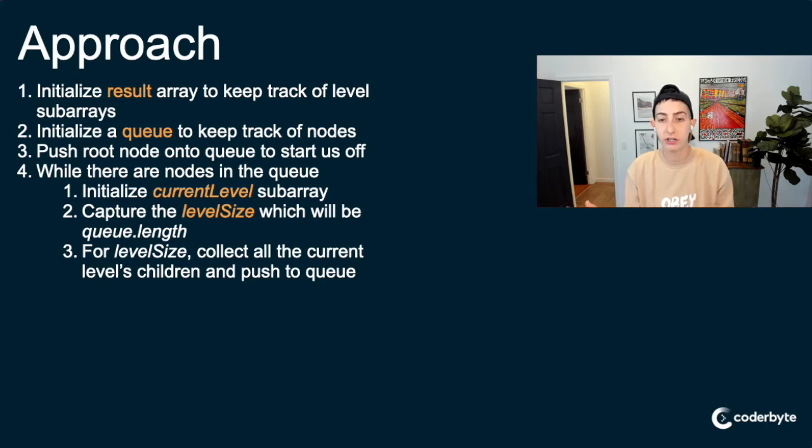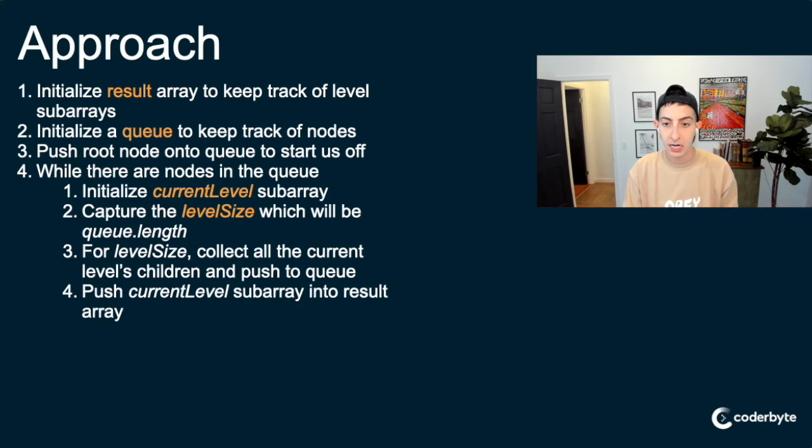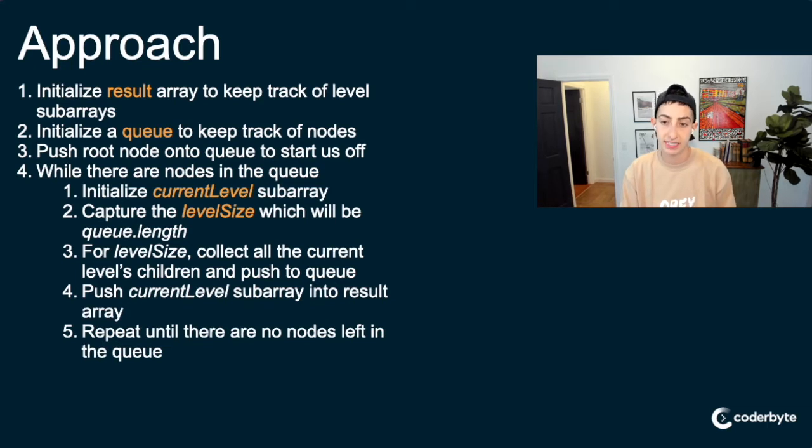We're going to collect all the current level's children and push them to the queue. Then finally, we're going to push the current level subarray into the results array, and we're going to repeat this until there are no nodes left in the queue. So again, this is actually a problem where I think the pseudocode is a little confusing without the actual code. So keep this in mind, but I think it will become much clearer once we actually code this out.